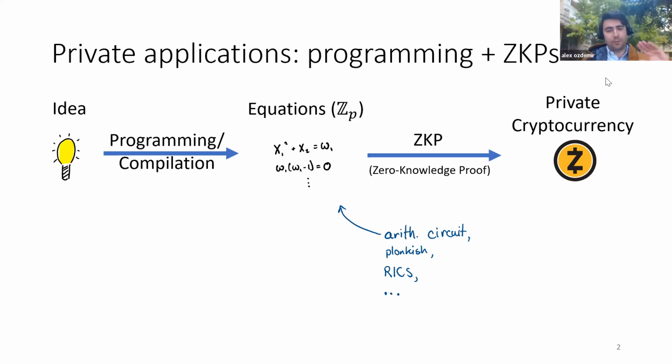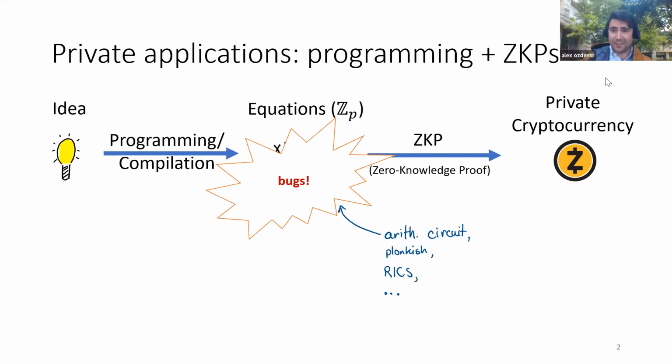Because anytime that humans try to take some particular idea and express it formally in any language, they make mistakes. And of course, the question is, what are the consequences of mistakes in the context of building some kind of privacy preserving system like a private cryptocurrency? Well, those consequences can be very severe.